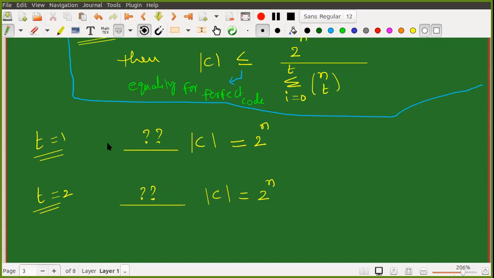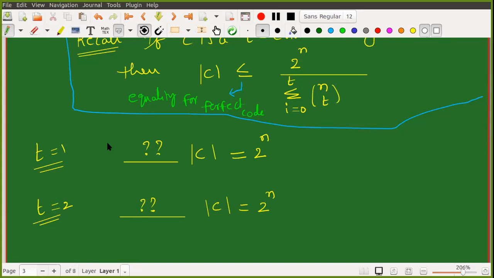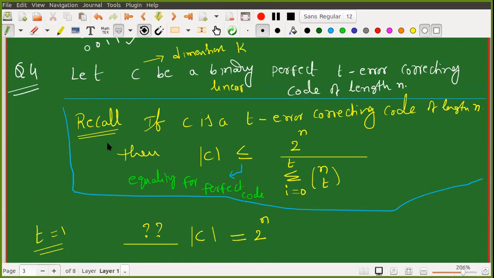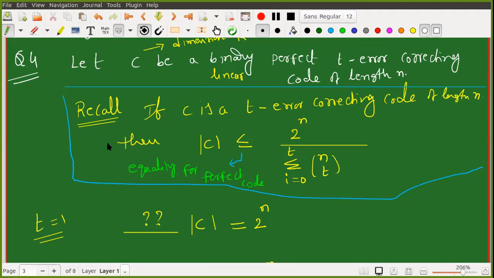So somebody can tell me now, what is the number I have to put here? I'll repeat the question. T is a T-error-correcting code of length n. Further, I am giving you that C is a dimension K binary perfect T-error-correcting linear code of length n. Then what is this number?